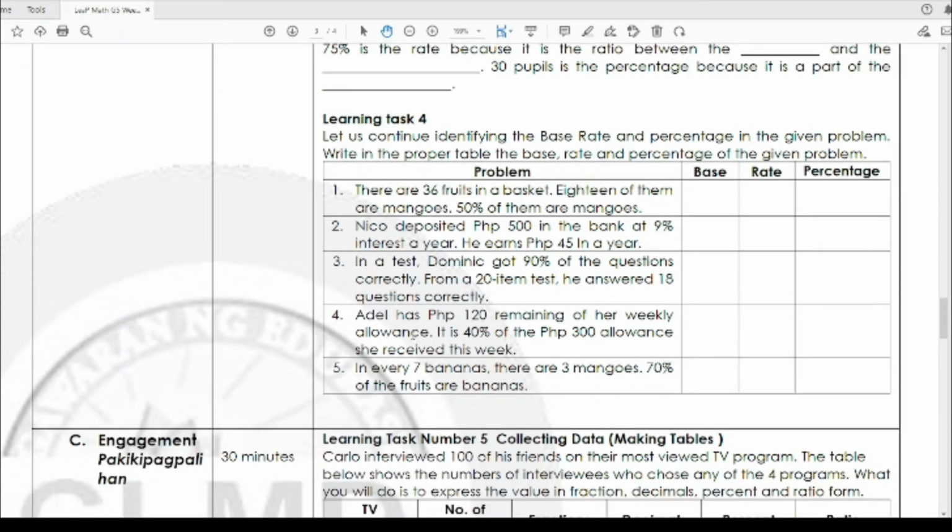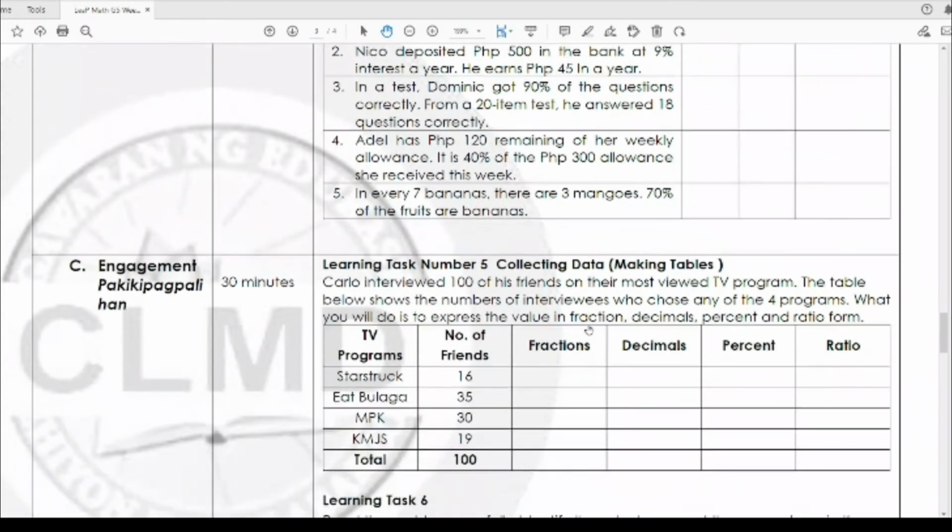Number 4. Adele has 120 pesos remaining of her weekly allowance. It is 40% of the 300 pesos allowance she received this week. Number 5. In every 7 bananas, there are 3 mangoes. 70% of the fruits are bananas. Okay, you will write the base, rate, and percentage from this problem. Let's continue.